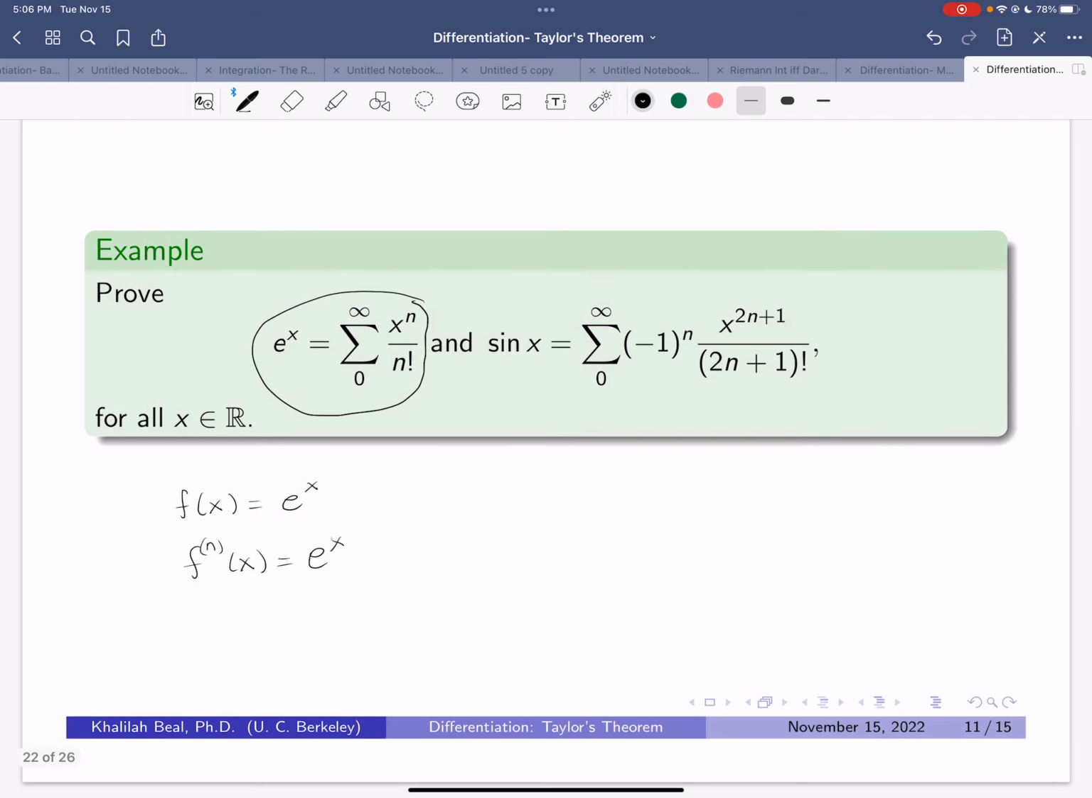Now, I'm trying to prove this result for all x and r. I don't have a bound for e to the x over all of r because e to the x grows exponentially. But what I can do is fix x in r. Now I'm going to consider the interval x minus 1 to x plus 1.